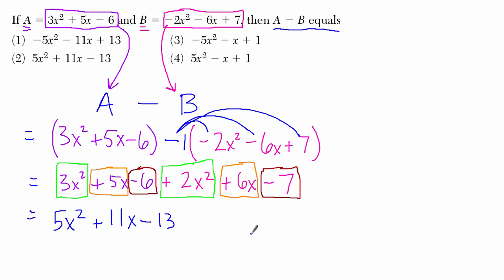And if I look here, none of these are like terms, so we have finished our substitution. We now can say that the expression a minus b is equal to 5x squared plus 11x minus 13. And that is, if we look here, answer choice number 2.